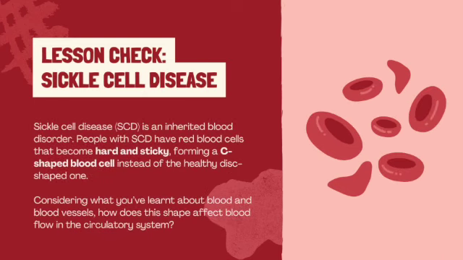Lesson check. Let's learn about the sickle cell disease. Sickle cell disease, SCD, is an inherited blood disorder. People with SCD have red blood cells that become hard and sticky, forming a C-shaped blood cell instead of the healthy disc-shaped one. Considering what you've learnt about blood and blood vessels, how does this shape affect blood flow in the circulatory system?